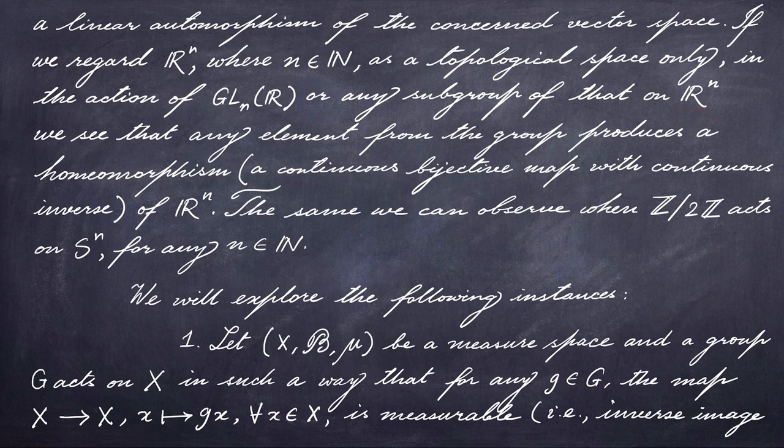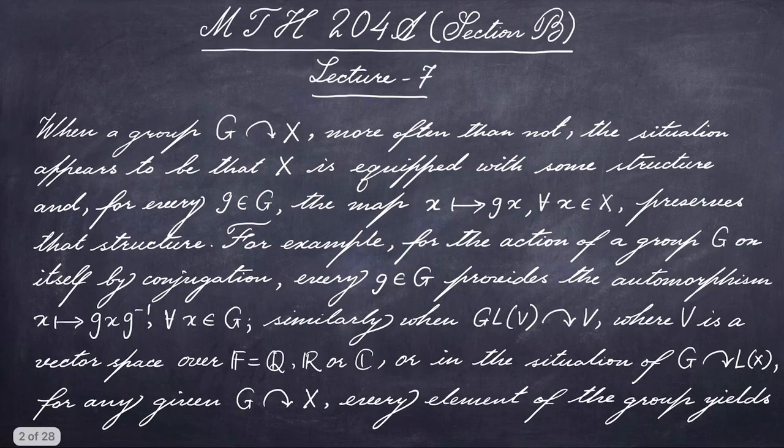Similar thing we can also observe if we consider the action of Z modulo 2Z on S^n. Recall that here, corresponding to the element 1 bar, the map that it produces, that is from S^n to S^n, is sending each x to minus x, is easily seen to be a homeomorphism of S^n. In this lecture, we will explore the following three particular instances of this general phenomenon which we are discussing.